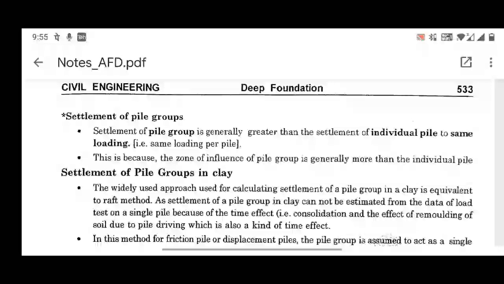So we have seen in the case of a group of piles the stress bulb. We have seen the zone of influence also. So the zone of influence is higher for the group of piles. That is why we have more settlement of the pile group compared to the individual pile.